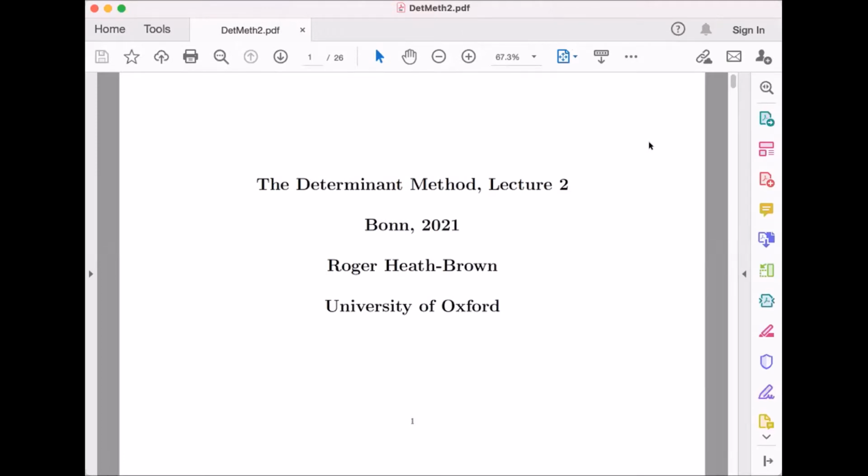Lecture 2. So yesterday we saw what the issue was with the counting functions for Diophantine equations or algebraic varieties, depending on your point of view. And we saw some of the behavioral phenomena for these counting functions. And I mentioned briefly some of the results that could be proved by the determinant method.